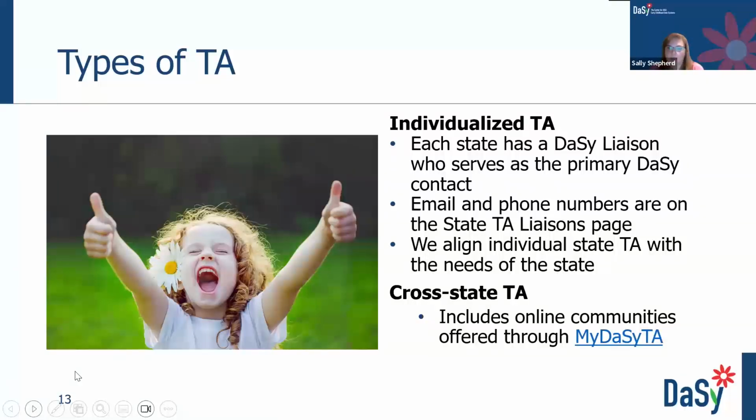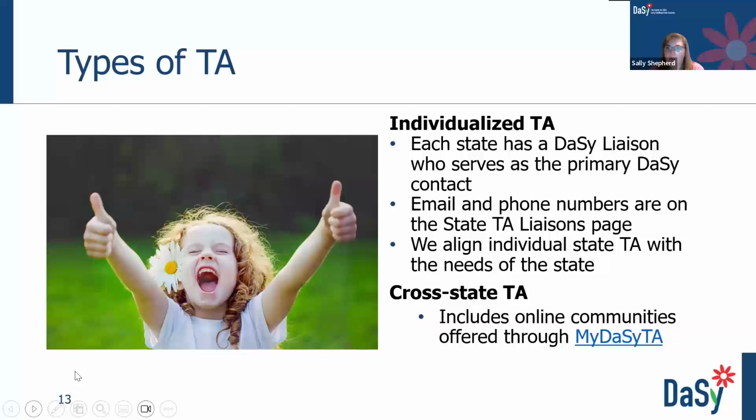Individual TA is based on the needs of the state. Some of that, for example, can include facilitating state leadership teams or stakeholder meetings related to data systems work, consulting and problem solving, sharing information, for example literature or products and resources from other states, providing feedback on state documents or materials being developed, and also conducting training and support of the state's data system.